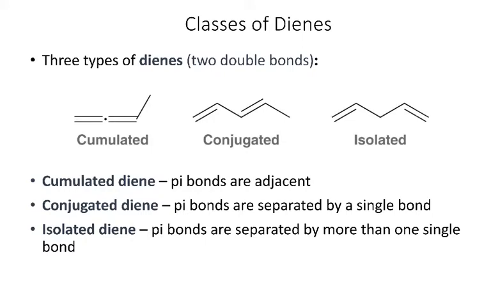There are three types of dienes that we might be interested in. There's cumulated dienes, where the pi bonds are directly adjacent to one another. There's conjugated dienes, which is what we're going to be primarily interested in, and that's where the double bonds are separated by exactly one single bond. And then isolated dienes are when the double bonds are separated by two or more single bonds.